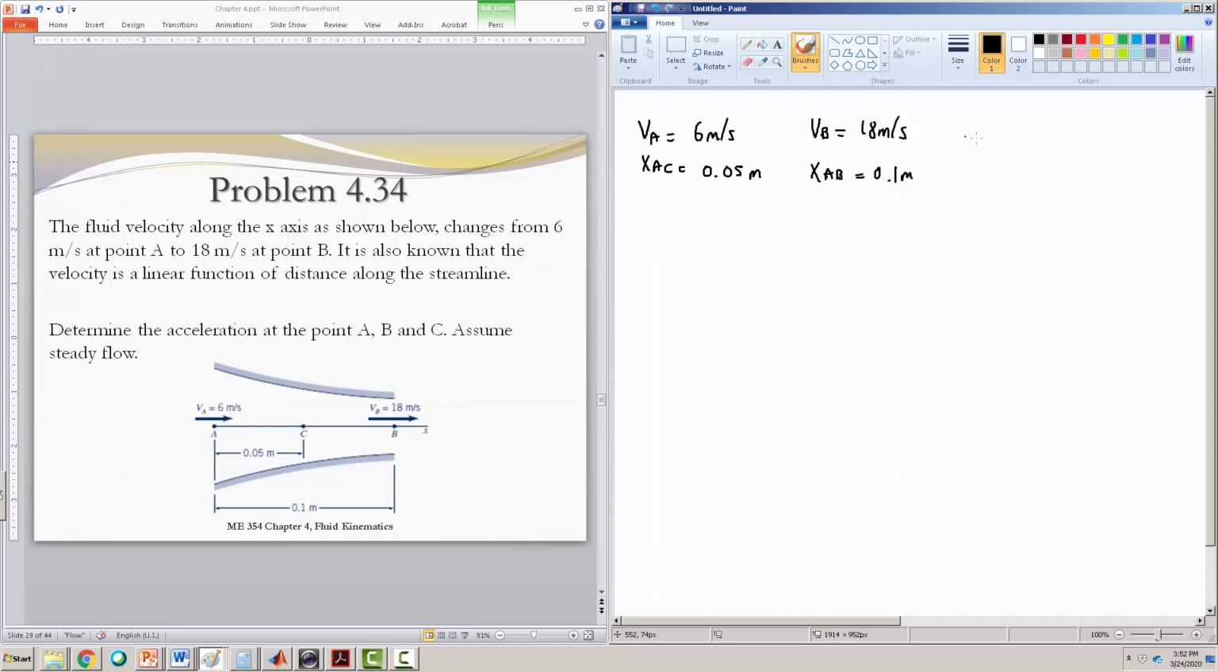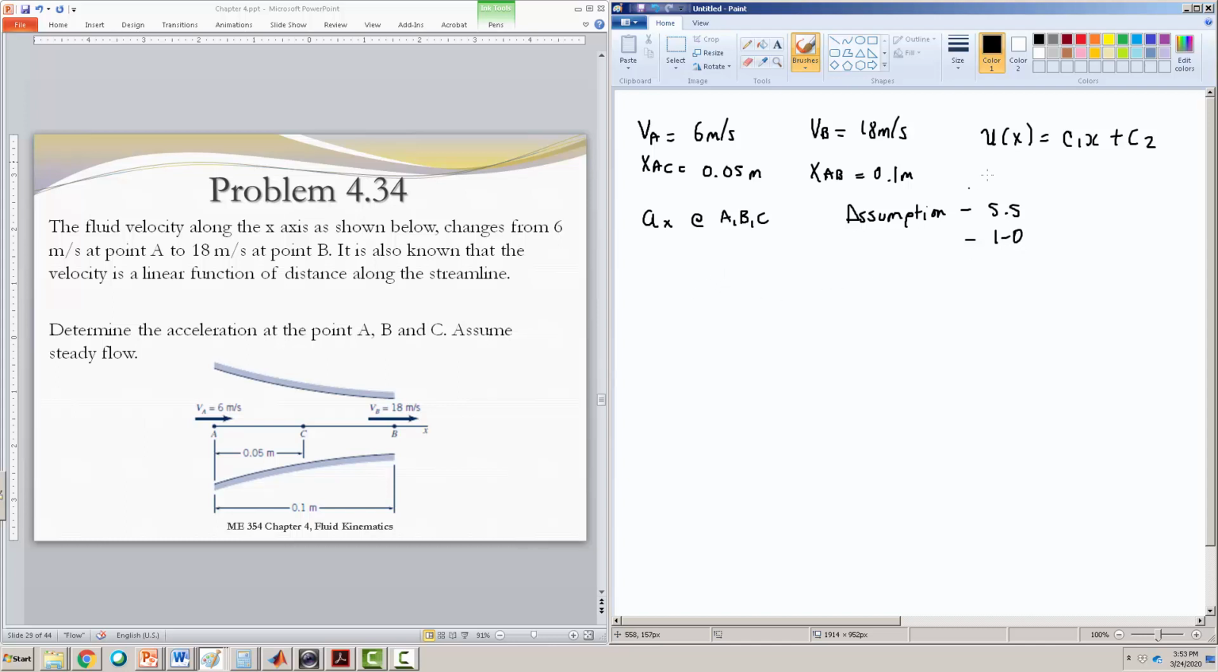They also told us that the velocity is along the x-axis and is linear, so the velocity is going to be of the form c1 x plus c2 to make it linear. What we need to find is the acceleration in x at points A, B, and C. For the assumptions for this problem, we are going to assume that it is steady state, there is no change with time, and also that it is one-dimensional, only along the x-axis.